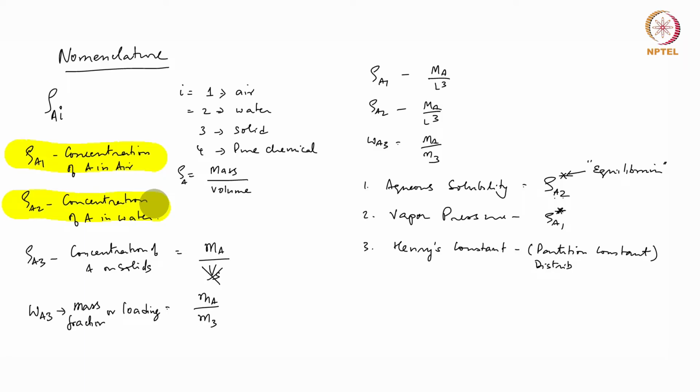I do not understand the mathematical formula. It is just a representation. No, that is a dimension, that is a unit. The definition of that is mass by volume. So I am writing mass by volume as Ma by L cubed, where volume is L cubed. Ma is mass of A, and M3 is mass of the solid. So it is mass of A over mass of solid. That is the definition and dimension of the terms that we are using. That is all, there is nothing else.